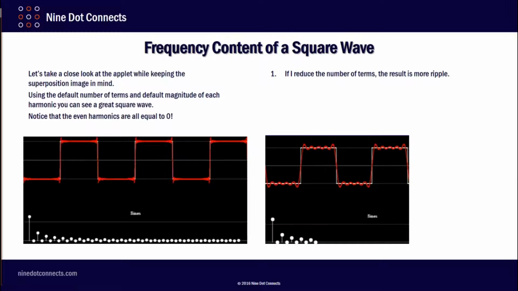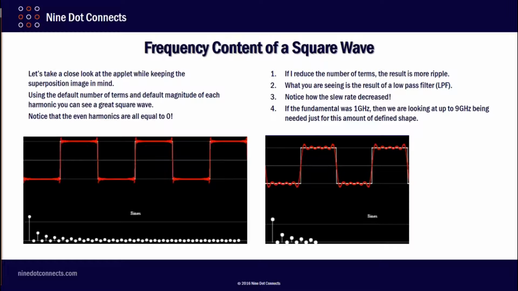Now if I reduce the number of terms, notice you start seeing more ripple, because those other, even higher harmonics were used to smooth that out. What you're seeing is the result of a low-pass filter. Notice also how the slew rate has decreased. No longer is the vertical change almost completely vertical. So if the fundamental is 1 gigahertz, then we are looking at up to 9 gigahertz being needed for just this amount of defined shape.